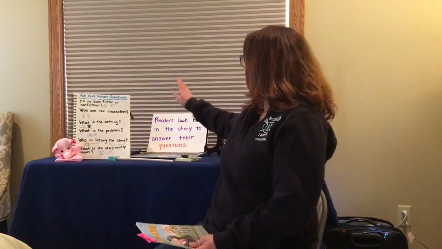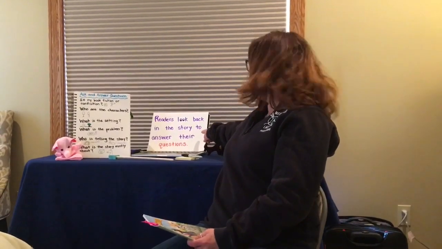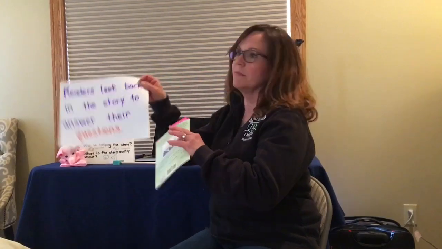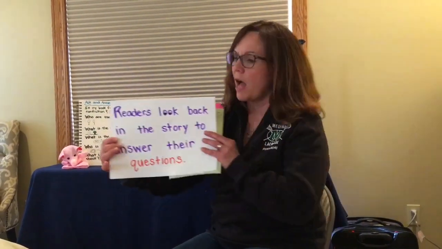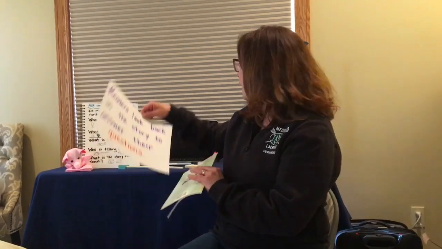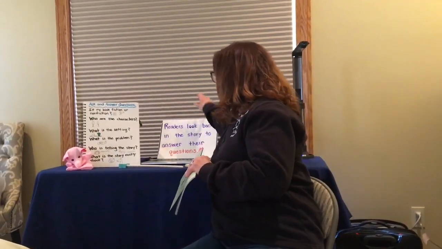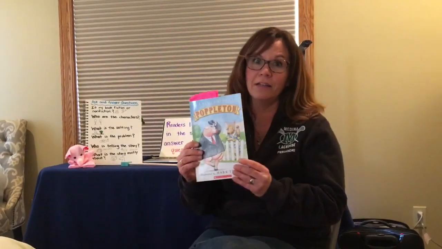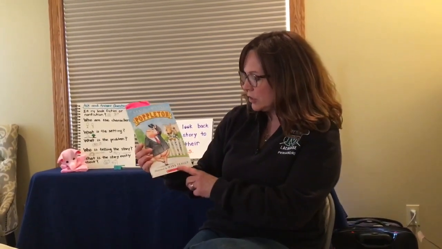All right, so today I'm gonna be teaching you how readers look back in their story to answer their questions. This is the main thing I want to teach you today. How do we look back in our stories to answer questions? And I picked a favorite author of mine to do this with. I picked a book by Cynthia Rylant, who we know wrote all of our Henry and Mudge books that we love so well. This is a book by Cynthia Rylant, and it's illustrated by Mark Teague.